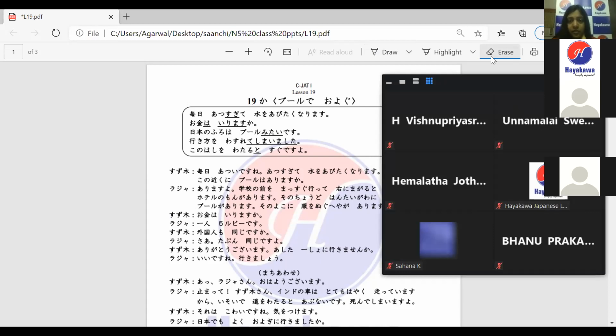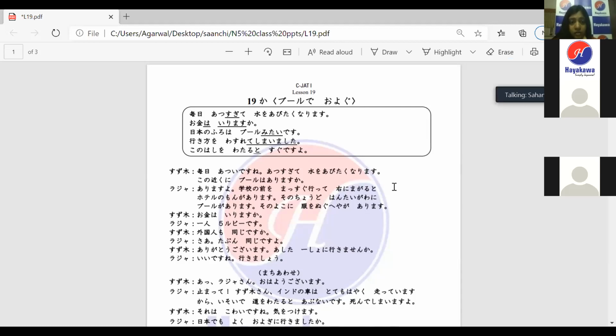Hi, Sensei. Iie, hitori gorupi desu. Hitori gorupi desu. Sorry, Sensei. So it is hitori. Hitori gorupi desu. Arigato gozaimasu, Sahana-san.